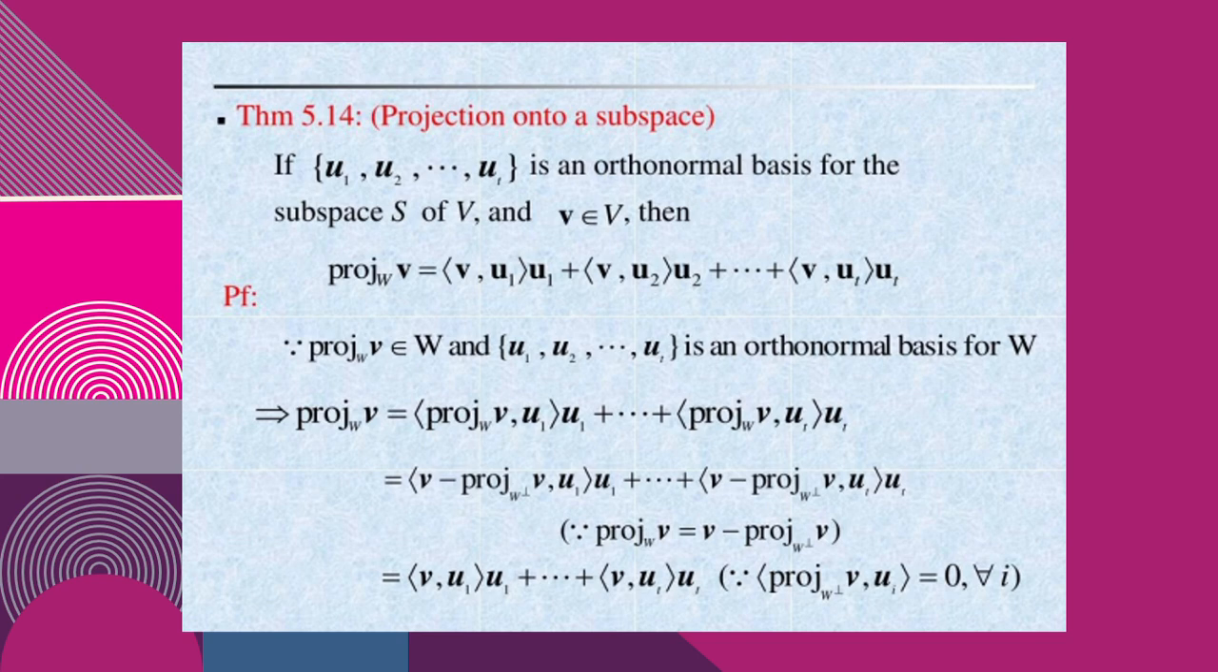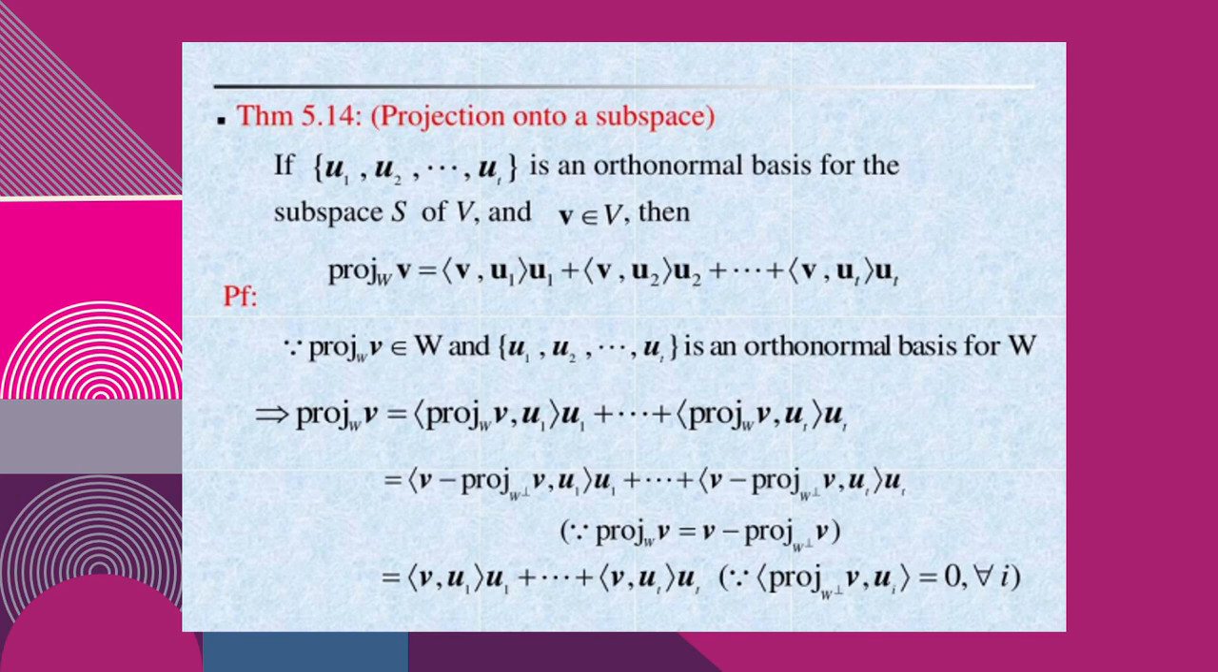This theorem gives us a formula to project any vector V onto a whole subspace S, not just onto a single vector. If u1, u2, up to ut form an orthonormal basis for subspace S, then the projection of V onto S is found by adding together the projection of V onto each basis vector.